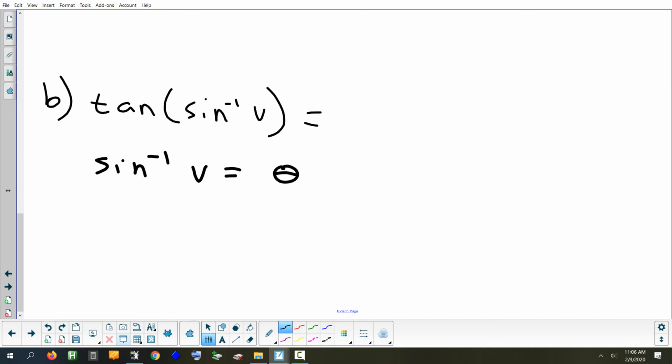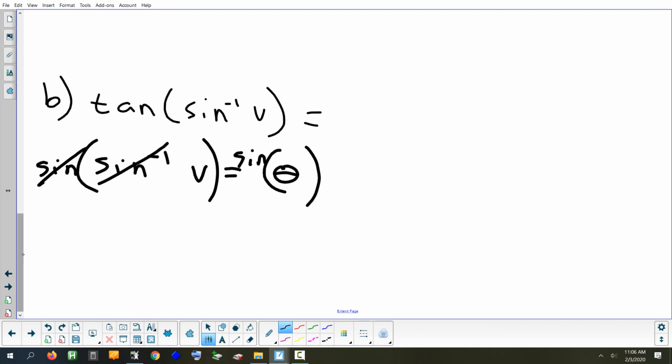Now, eventually we want to draw a diagram, but first I need to rewrite this. I don't want to have inverse trig. So what am I going to do on both sides now to get rid of the inverse trig? Take the sine of both sides, just like taking the square root of both sides. Take the sine. Sine, inverse sine cancels. Brianna, what's my new equation now? V equals sine of theta.